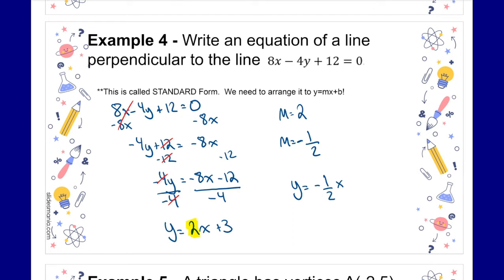And then for the constant, it can be whatever we want it to be. It could be 0, so we don't even need to write one. It could be +3, like the other line. It could be any value that you want, whether it's positive or negative, it doesn't matter. The main thing is that the slope is the negative reciprocal.